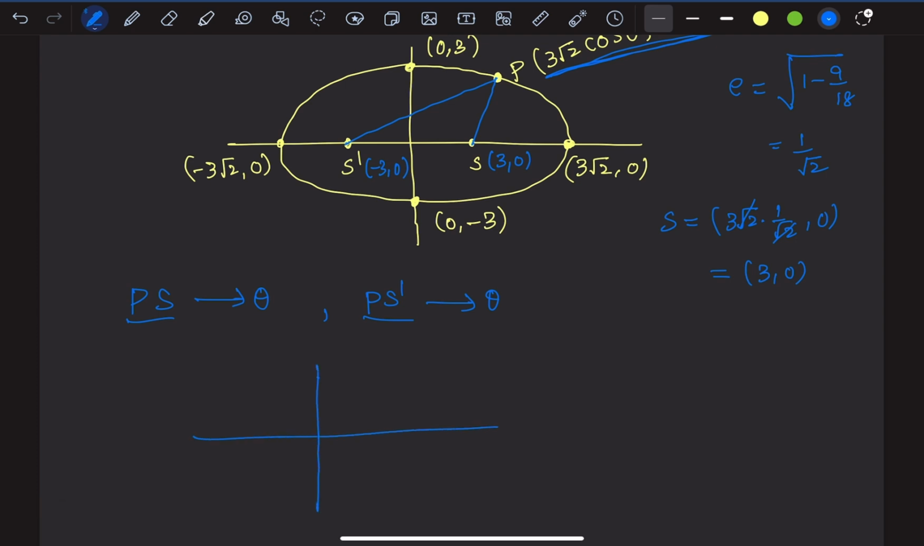So we know that P is a point on the ellipse. All right. So P can be here or P can be here, anywhere on the ellipse.